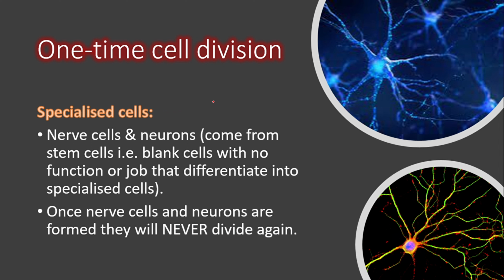So what about cells that only undergo one-time cell division? We call those types of cells specialized cells, in that they have a very specialized function.